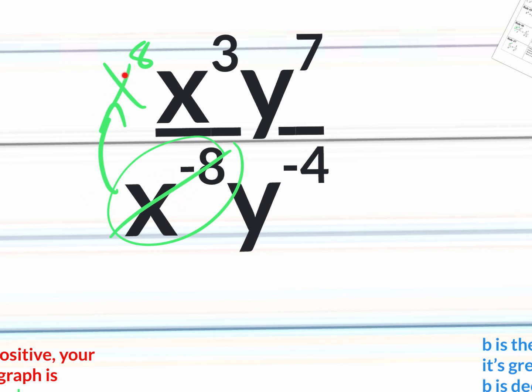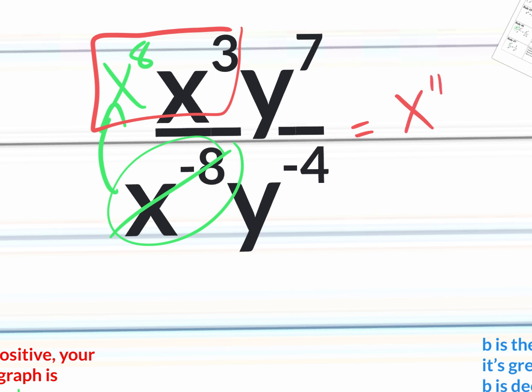It's up here now. So that would imply that you could actually do Rule 1 right here. x to the 8th times x to the 3rd. What's x to the 8th times x to the 3rd? Rule 1 says you add them and get x to the 11th. That's right. And same thing with the y to the negative 4.